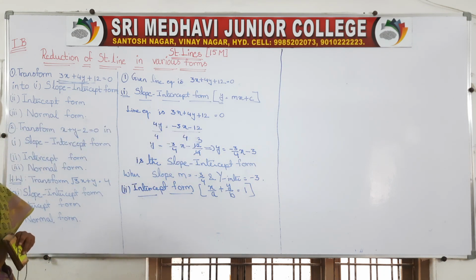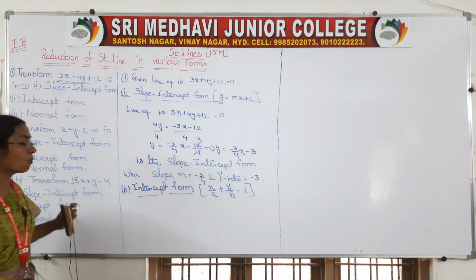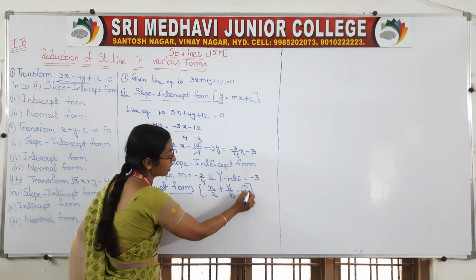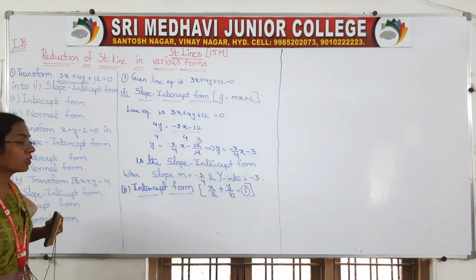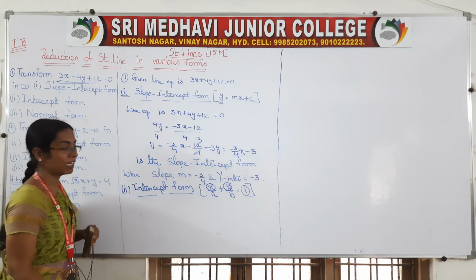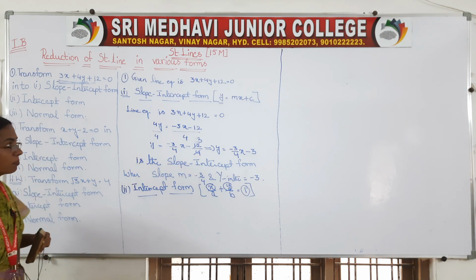This is called the intercept form of the straight line equation: x by a plus y by b is equal to 1. That means from the equation, try to get 1 on the right side, and here only x should be there, here only y should be there. Suppose your equation is in this form, then we can say that it is intercept form.